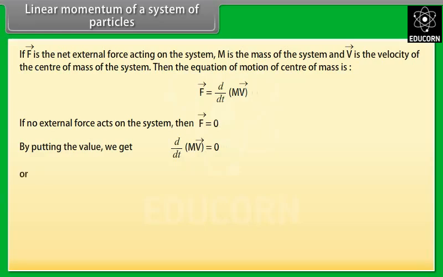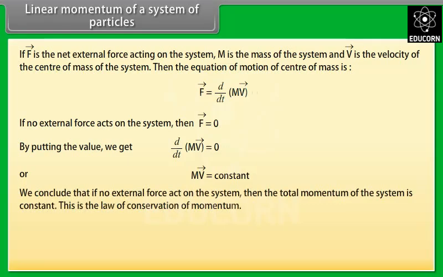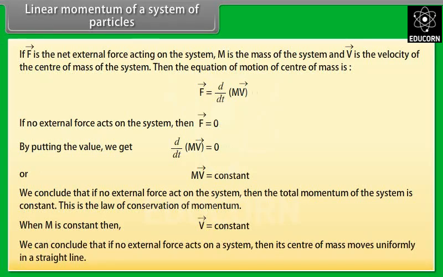This equation can be written as mv vector = constant. We conclude that if no external force acts on the system, then the total momentum of the system is constant. This is the law of conservation of momentum. When the value of m is constant, then v vector is also constant. We can conclude that if no external force acts on a system, then its center of mass moves uniformly in a straight line.